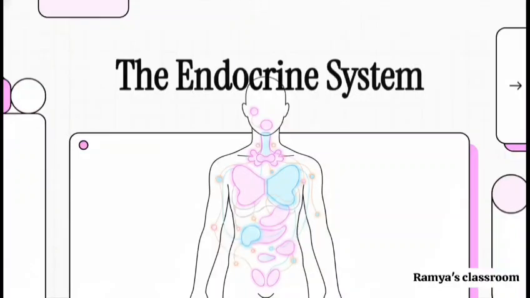I'm absolutely thrilled you're joining us today for this explainer on the human endocrine system. We're going to be diving deep into that fascinating, interconnected chemical network that literally keeps our bodies coordinated, balanced, and firing on all cylinders. So let's just jump right in, shall we?